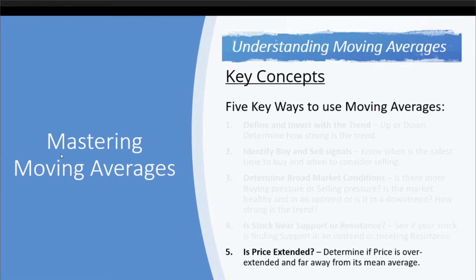And then finally, is price overextended? Determine if price is overextended and far away from its mean average. You can see this more graphically on a chart when price is moving further and further away from shorter-term moving averages. Again, it is just math, right? It's a mean average. So the further away something gets from its average, the more likely it is at some point in the near term to revert back to it. And it depends on the term or the time frame that you're looking at.